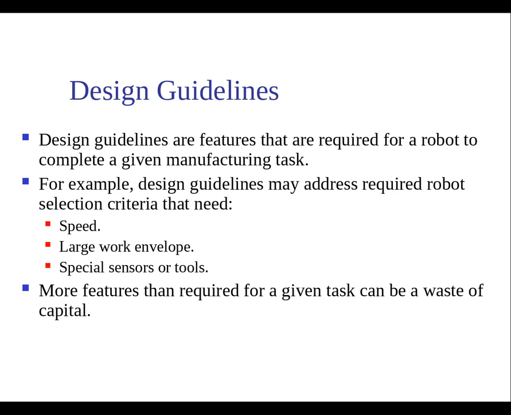So the design guidelines are features that are required for a robot to complete the given manufacturing task. So we want to try to increase speed. We want the robot to have a large work envelope. And we may have to have special sensors or tools for the robot to be able to sense something or be able to manipulate an object. Okay. But obviously the more features that are required is going to increase the price of the robot.